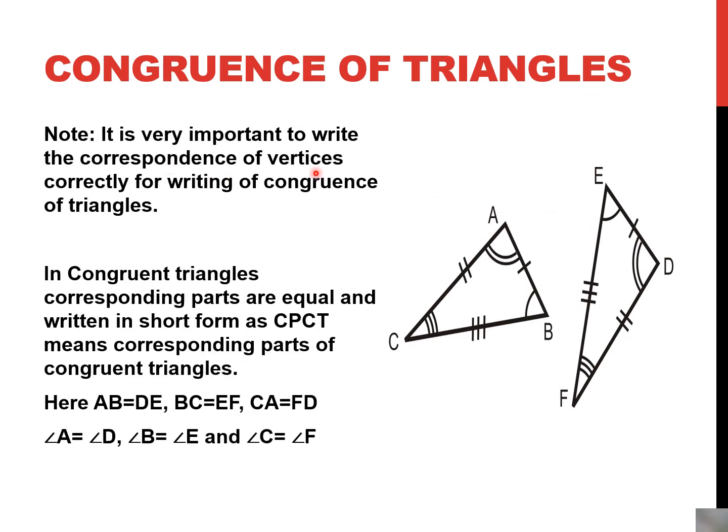It is very important to write the correspondence of vertices correctly, as I have mentioned earlier also. Now in congruent triangles, corresponding parts are equal and they are written in short form as CPCT, right? Which means corresponding parts of congruent triangles. This term CPCT you will be using in your questions quite a lot, right? So here, I have mentioned previously also that AB is equal to DE, BC is equal to EF and CA is equal to FD. You can see in the figure also the strokes are given like that.